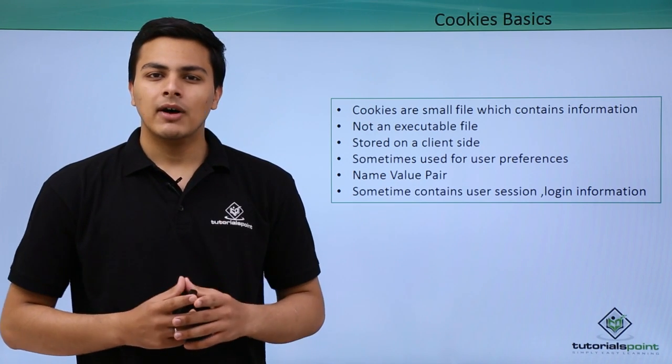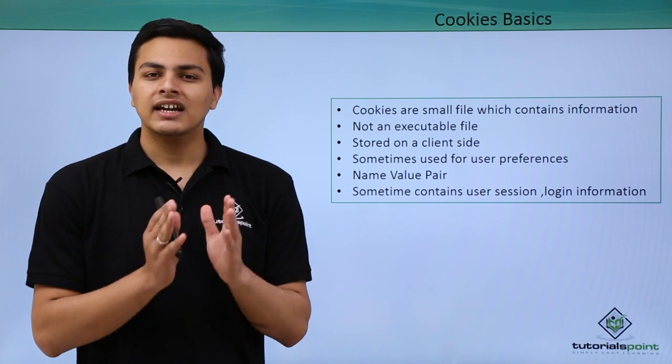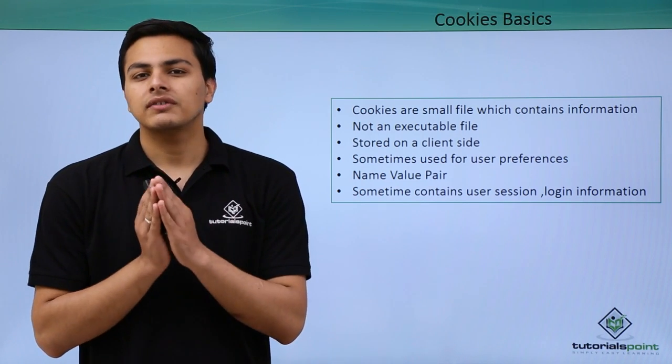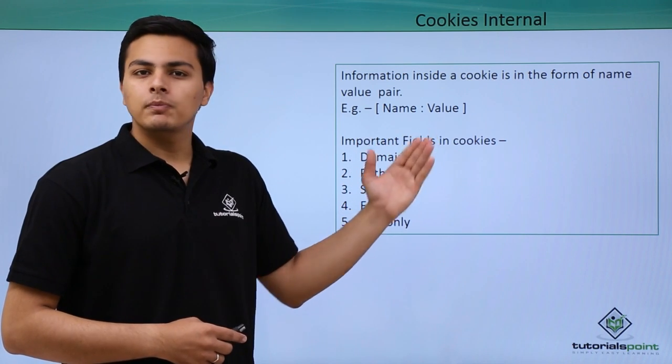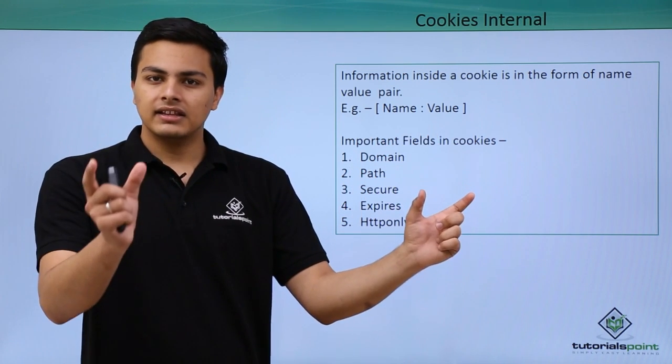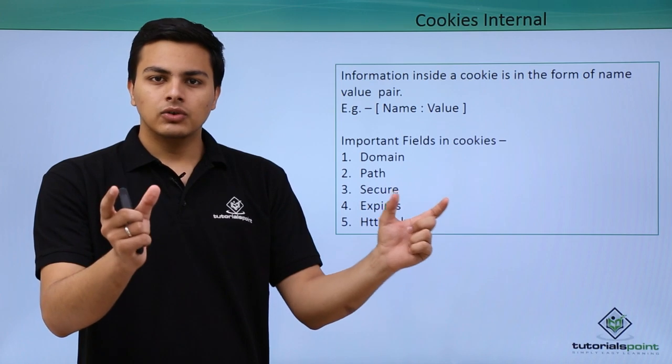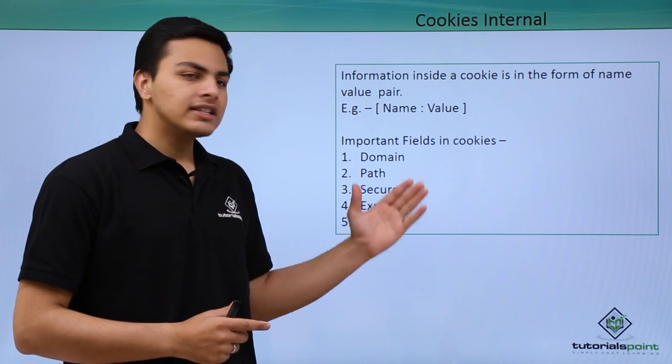Now let's discuss what kind of fields are present inside a cookie and how a cookie stores our data. A cookie stores our data in the form of a name and value pair, like there will be a name and then there will be its value. Now let's discuss the important fields of cookies.